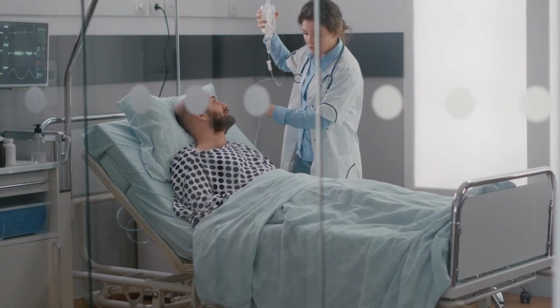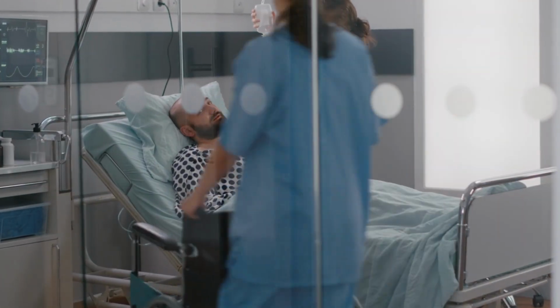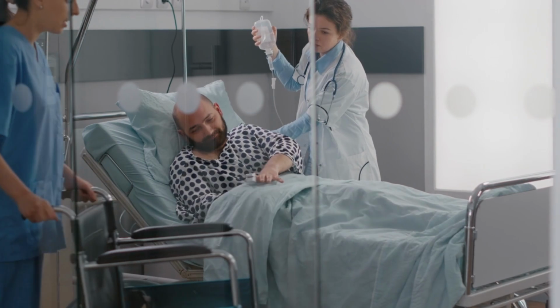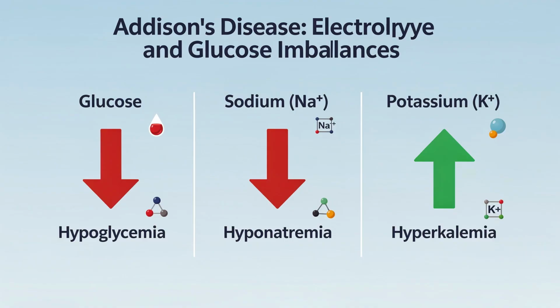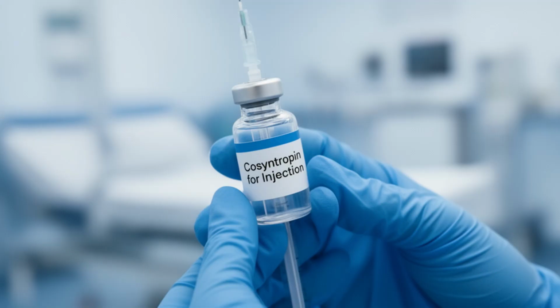Expect profound weakness, fatigue, and postural hypotension, where the blood pressure drops significantly when standing. Laboratory findings show the lows, low blood sugar and low sodium. Critically, potassium levels rise, leading to life-threatening hyperkalemia. The definitive test is the ACTH stimulation test. Synthetic ACTH is injected, and if the cortisol levels fail to rise, it confirms Addison's disease.